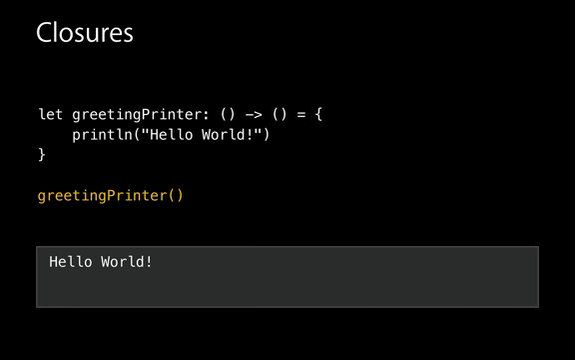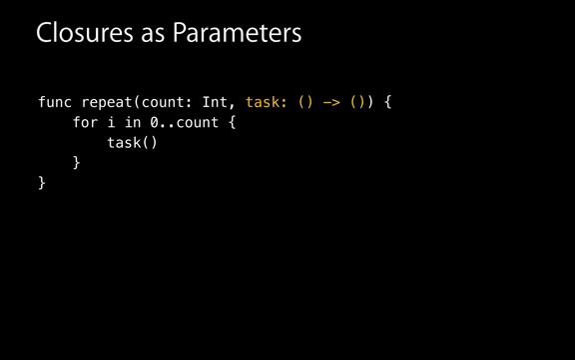What about closures as parameters? Well, to do this, same syntax again. I'm going to create a repeat function this time. And this will repeat a task a given number of times. And the task is a closure. So again, empty parens, arrow, empty parens. Doesn't take any values, doesn't return anything. And it will be repeated for the number that I supplied.